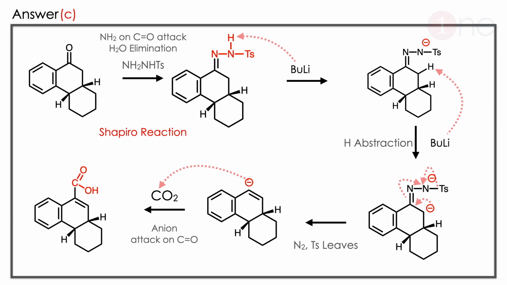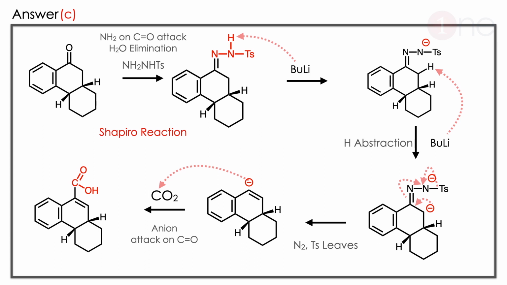So you have an anion, you have CO2. In CO2, carbon has a positive charge due to the electronegative oxygen. There are two oxygens, so much positive charge is there. So the negative charge attacks the carbon. There is a carboxylic acid formation. So clearly the new carbon is introduced and a double bond is also introduced in the system.